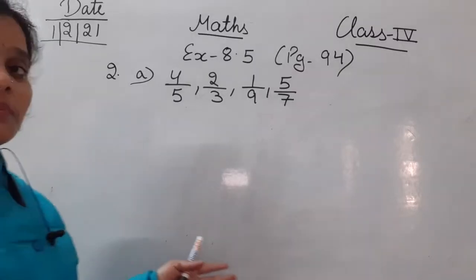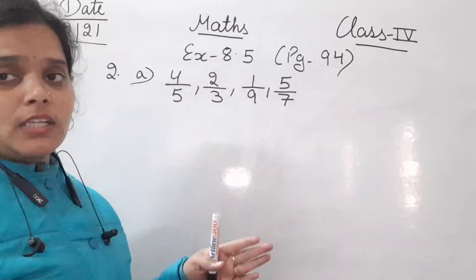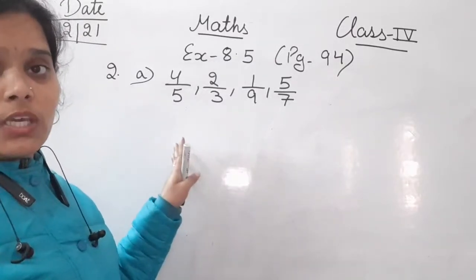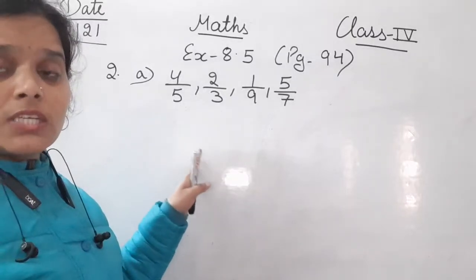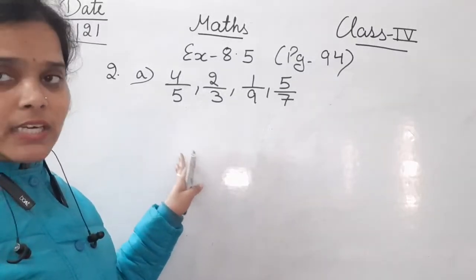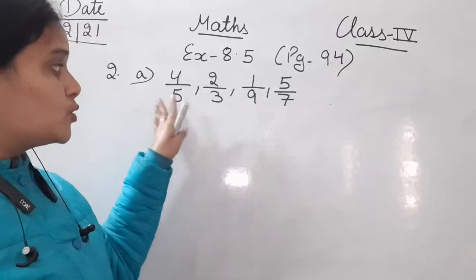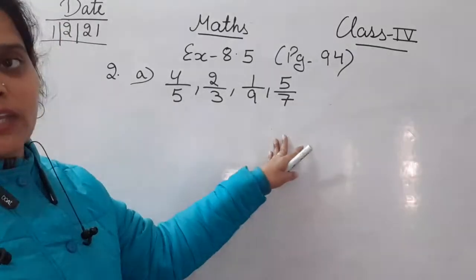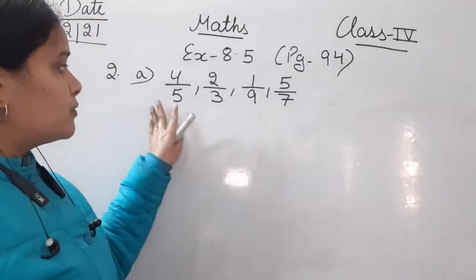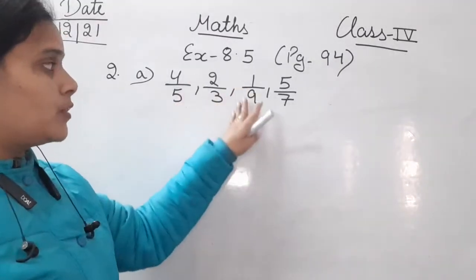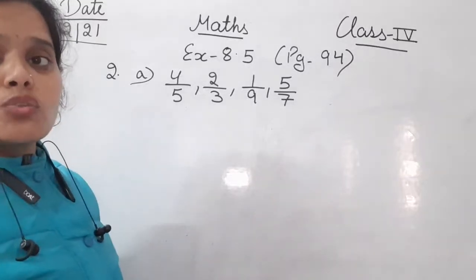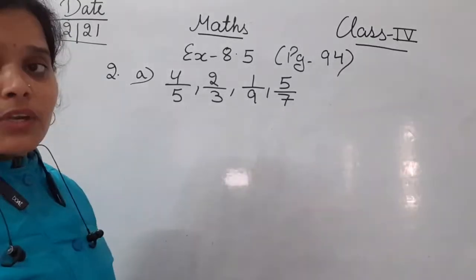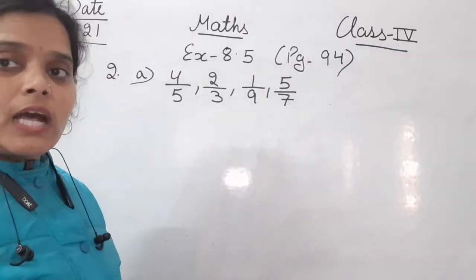तो देखिए, in the like fractions, all the denominators are the same. The fractions whose denominators are the same are considered like fractions, and the fractions whose denominators are not the same are considered unlike fractions. Clear? So 4 upon 5, 2 upon 3, 1 upon 9, 5 upon 7 all have different denominators. So they are unlike fractions.